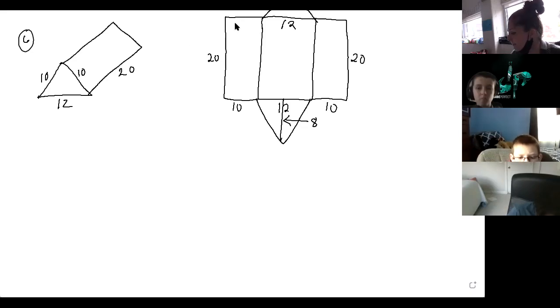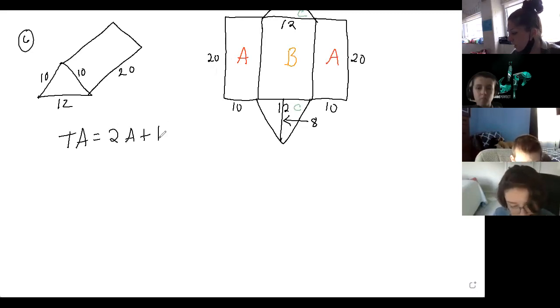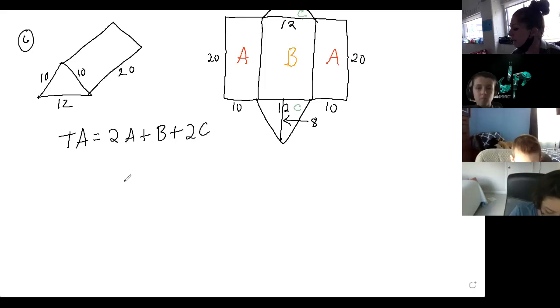Let's label it. So we have 2 rectangles that are exactly the same dimensions, right, Natalie? We have 1 rectangle that doesn't match anybody at all. And then what about the last triangles? We have 2 of those that are exactly the same size and shape. So you give me a little formula for the total area. The total area will be how many A's? 2 A's. How many B's? 1 B. And how many C's? 2 C's. That's going to be your total area formula. You built it based on your labels, okay?